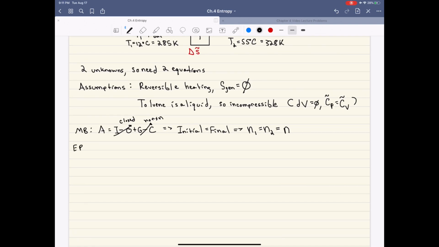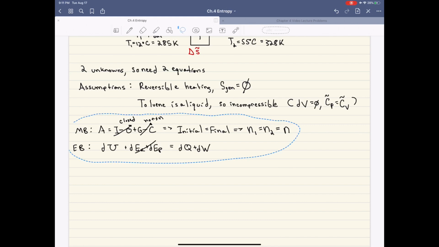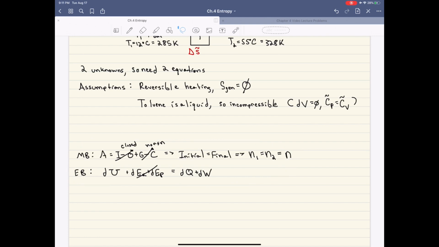Now let's go to our energy balance. In our energy balance, dU plus dE_K plus dE_P is equal to dQ plus dW. On the left-hand side, one of the other assumptions we should write is that for this system, we're not told anything that would indicate any big changes in kinetic or potential energy. So in assumptions, we can say that changes in E_K and E_P are insignificant.